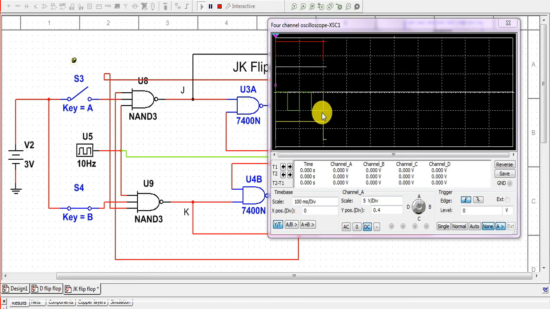Here we can see that on the rising pulse, from low logic to high logic, the flip-flop changes from set to reset state. Now as we open this switch, the signal remains unchanged with the passing of time. Again if we close key A, then on the next rising pulse it goes to the set position. If we close both the switches, then on the next rising pulse it goes to reset, and then on the next rising pulse it goes to set. This process continues, and this is the timing diagram for our JK flip-flop.